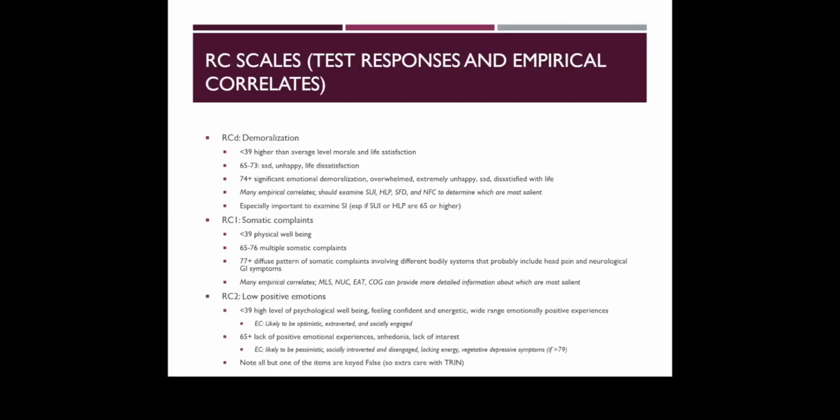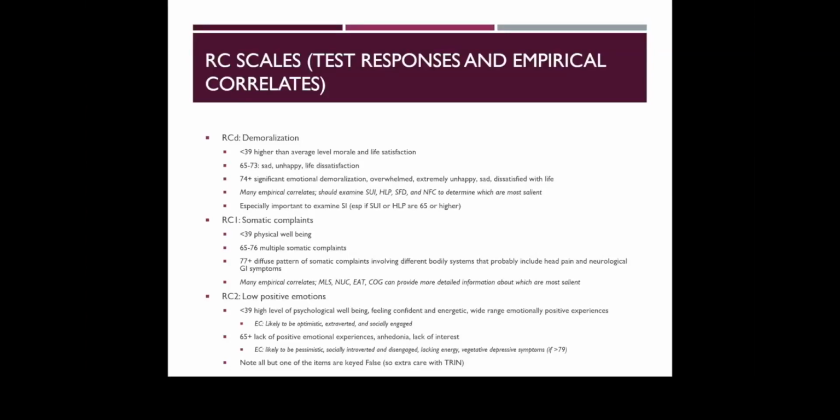RC2 is renamed again. The original name for it had to do with depression, but this is literally the construct of low positive emotions. The seed scale separates it out into this is reflecting individuals at the high end who lack positive emotional experiences, who report anhedonia, who lack interest. Low scores, though, are also interpretable as a high level of psychological well-being, feeling confident, energetic, having emotionally positive experiences. What you see in italics then are, again, the Cliffs Notes version of the empirical correlates, things that are likely to be true about this person.